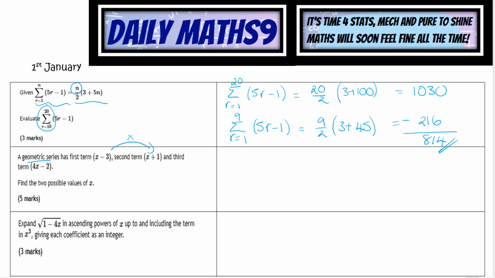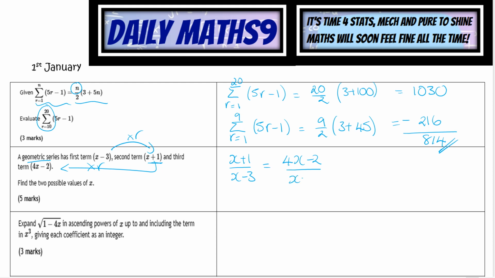Now in the second question, we've got a geometric series, and how do you get between the terms? You times by r, and then from that term to that term you would times by r. So it's the same r that gets you between all the terms. So if we take the second term and divide it by the first term, that will give us r, and the same r will be what we get when we do 4x minus 2 divided by the one before that.